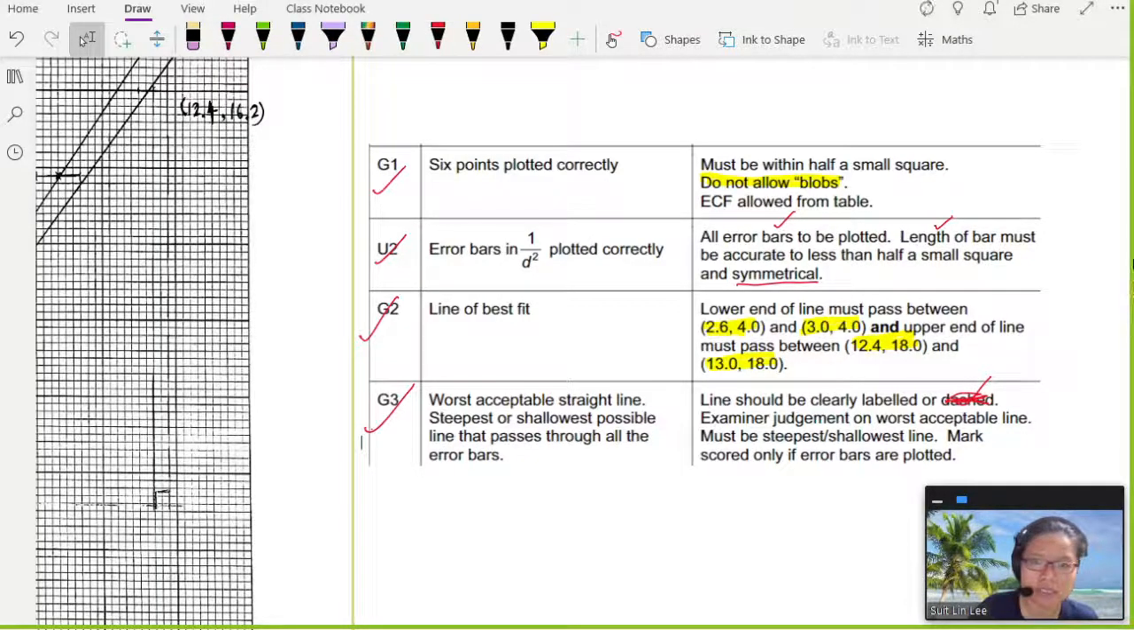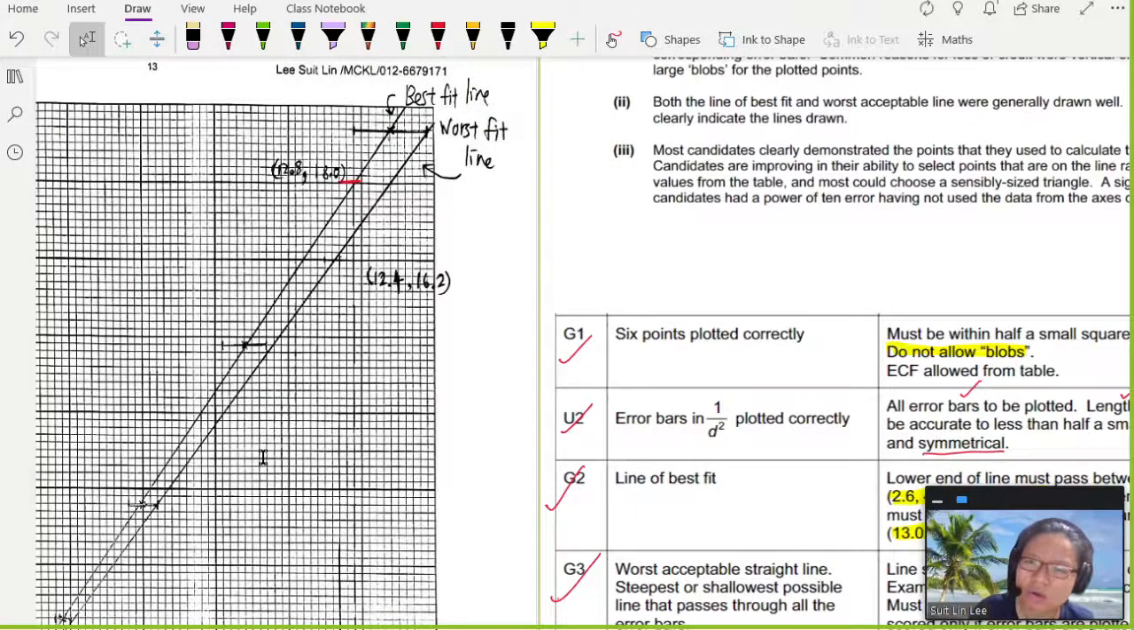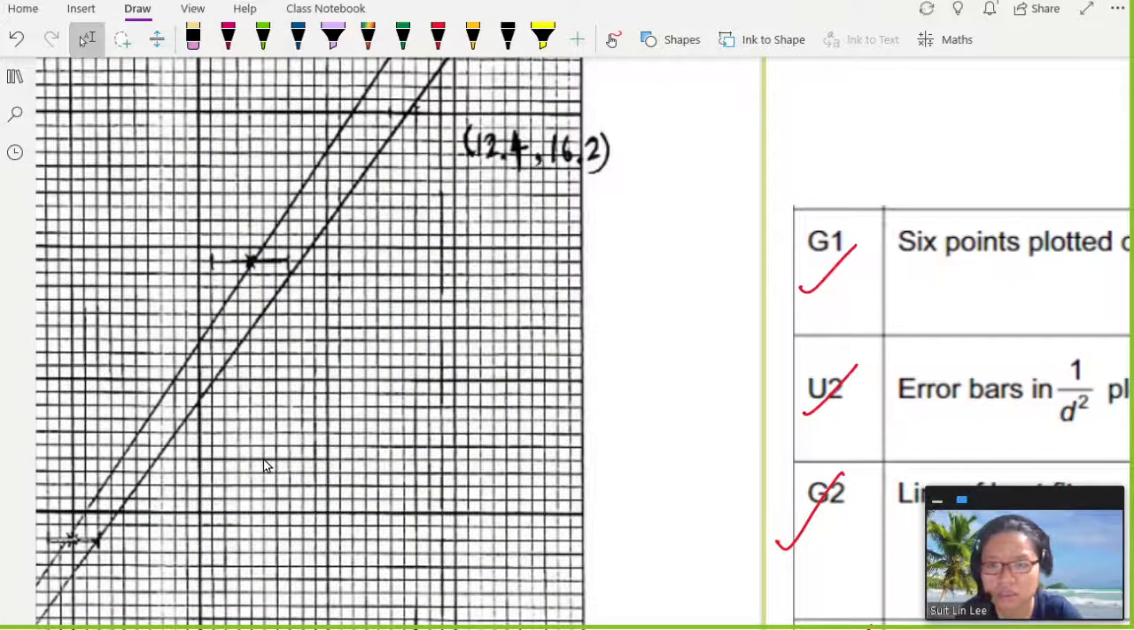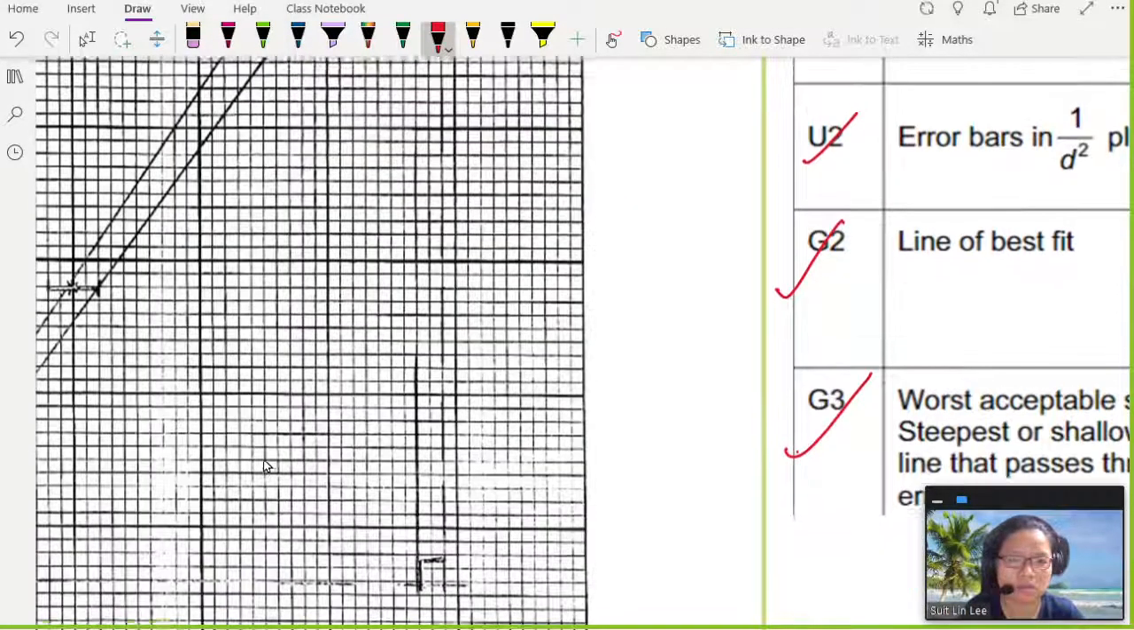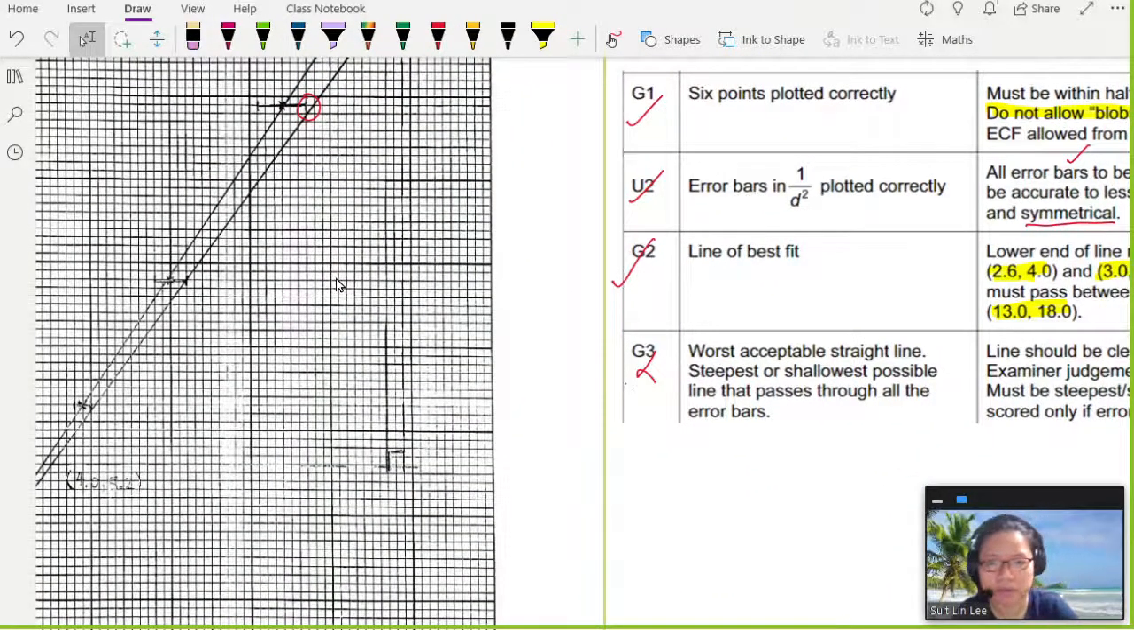So let's see. Must pass through all the error bars. So this one, wow, you see here? You see this? Never pass through all. So already this one, 0 there. Wrong. Okay, so we'll write a big -1 here.